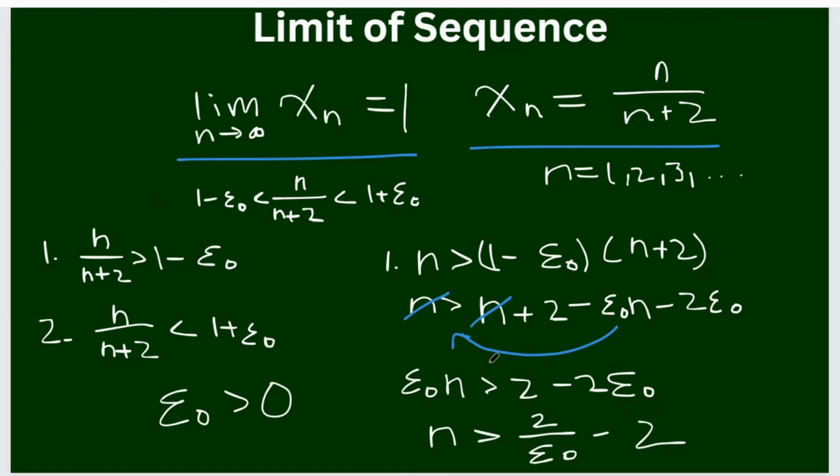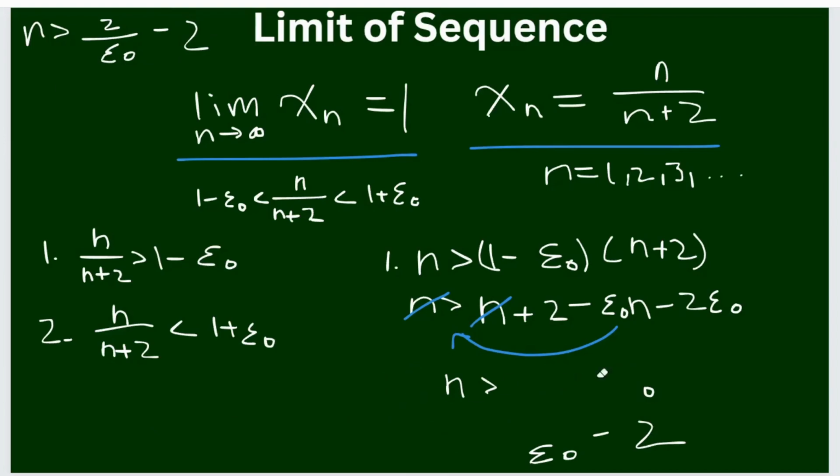So we've got this part done. We have n is greater than 2 over epsilon 0 minus 2. Okay, so now let's solve for the second part.